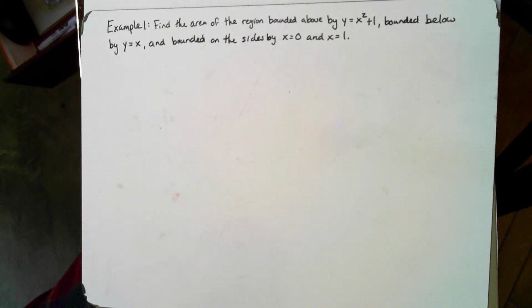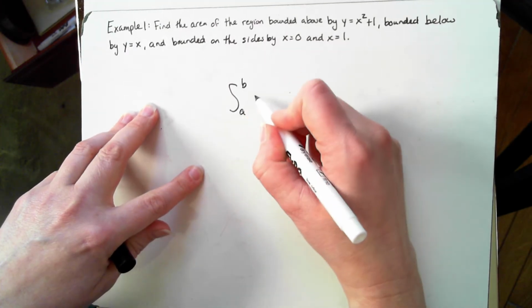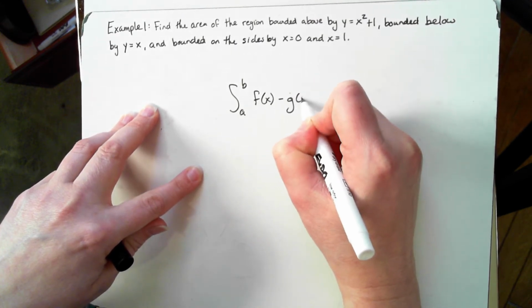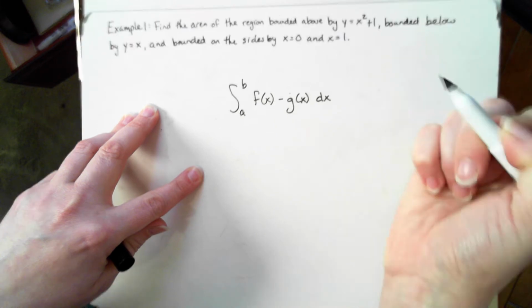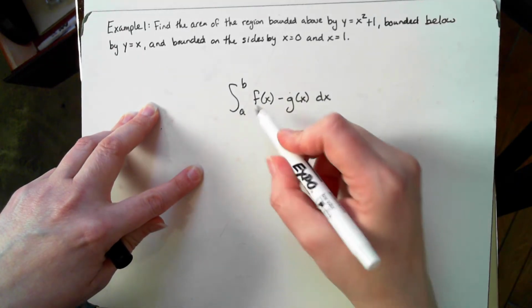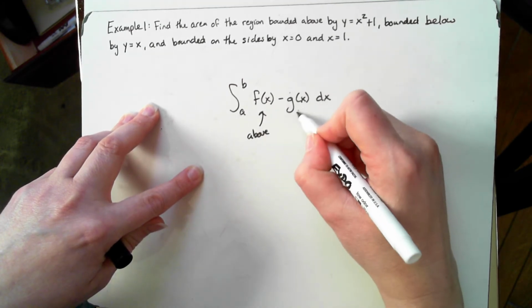Hi everyone. So lesson 5.1 is about finding the area between curves. In one of the videos that I watched, they gave you a formula for that. And that formula was the integral from a to b of f of x minus g of x dx. Okay, now when you're doing this, it's really important to know which curve is above the other curve.